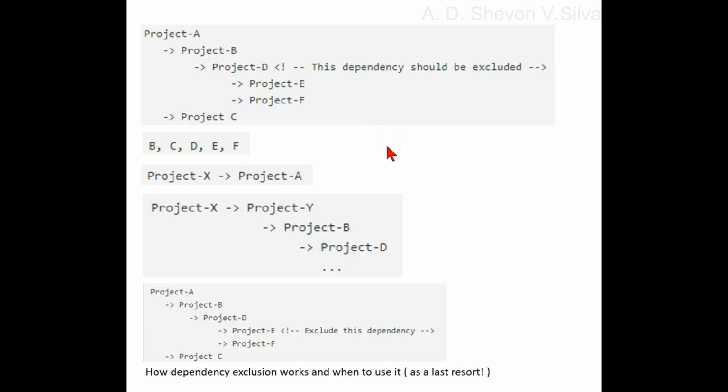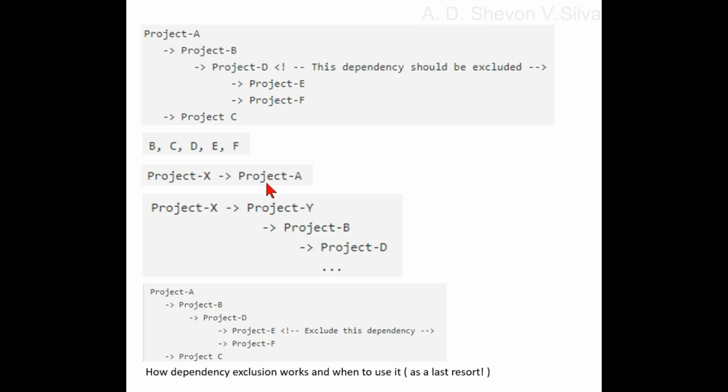if you deploy project A to a repository and project X declares a normal dependency on project A, will project D still be excluded from the class path? The answer is yes. Project A has declared that it doesn't need project D to run, so it won't be brought in as a transitive dependency.